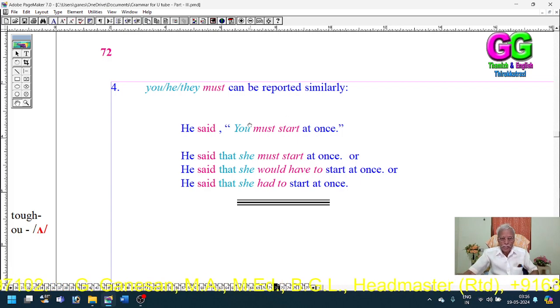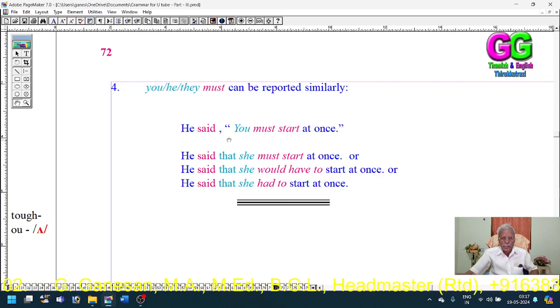So, he said, you must start at once. He said that she must start at once. Here the person spoken to has not been given, so we can use any person, first person, second person, third person, singular, for you.